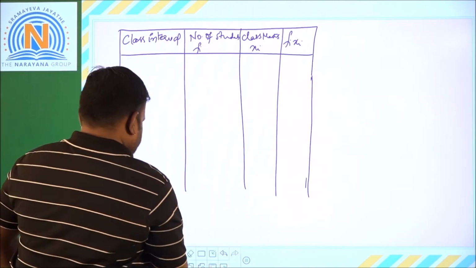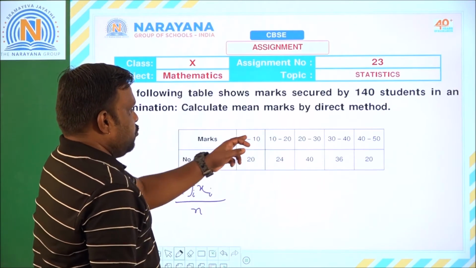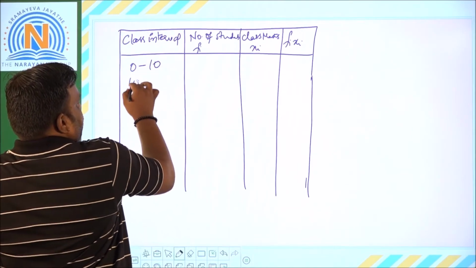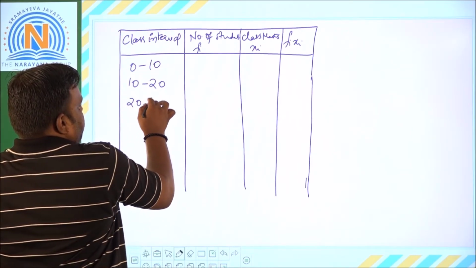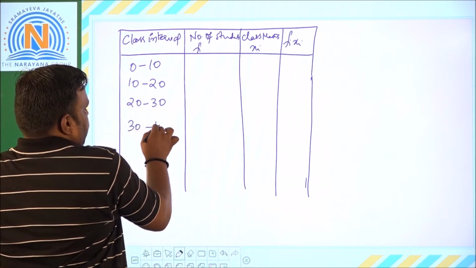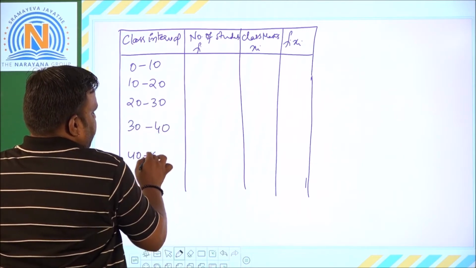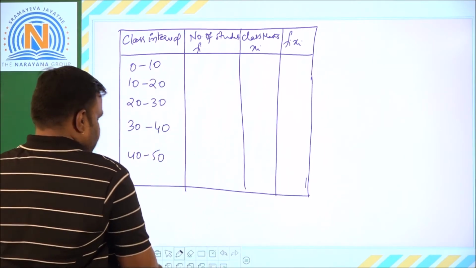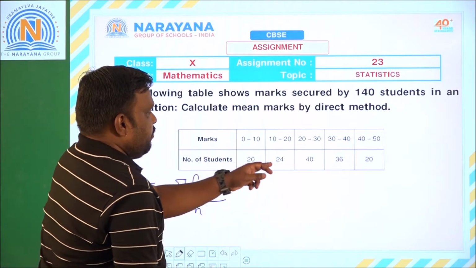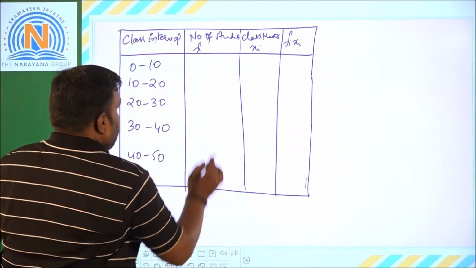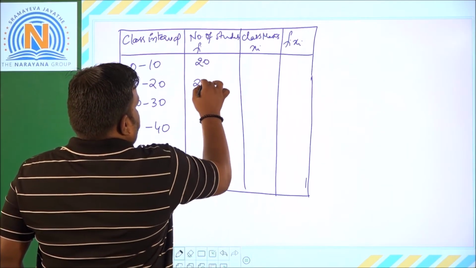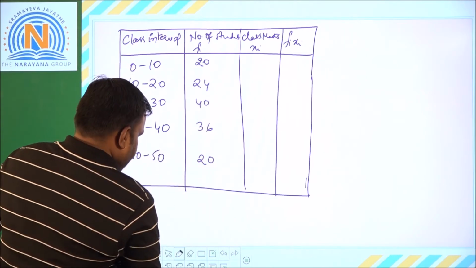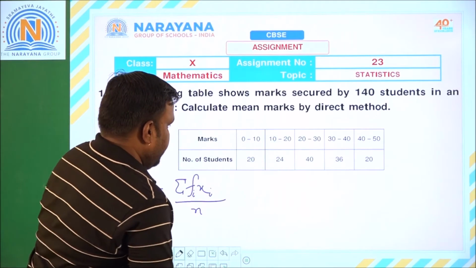Now let us see the classes first. The classes are 0 to 10, 10 to 20, 20 to 30, 30 to 40, and the next one is 40 to 50. So these are the classes. And the corresponding frequencies are 20, 24, 40, 36, 20.